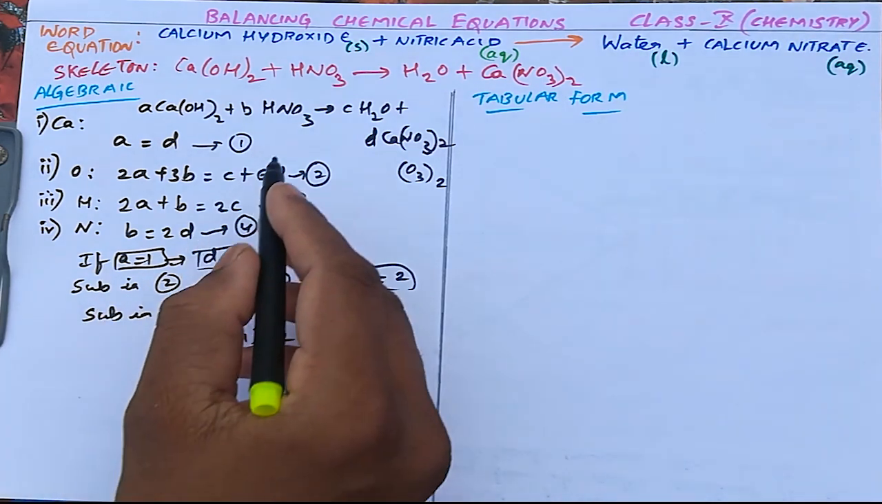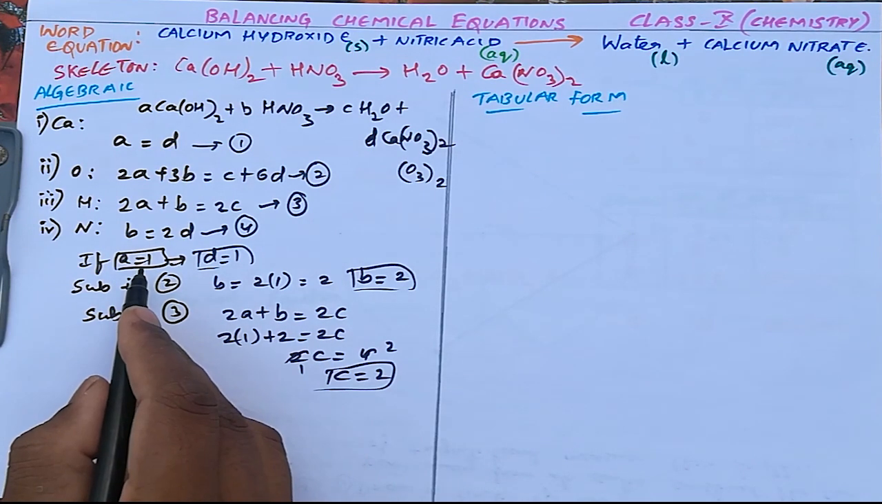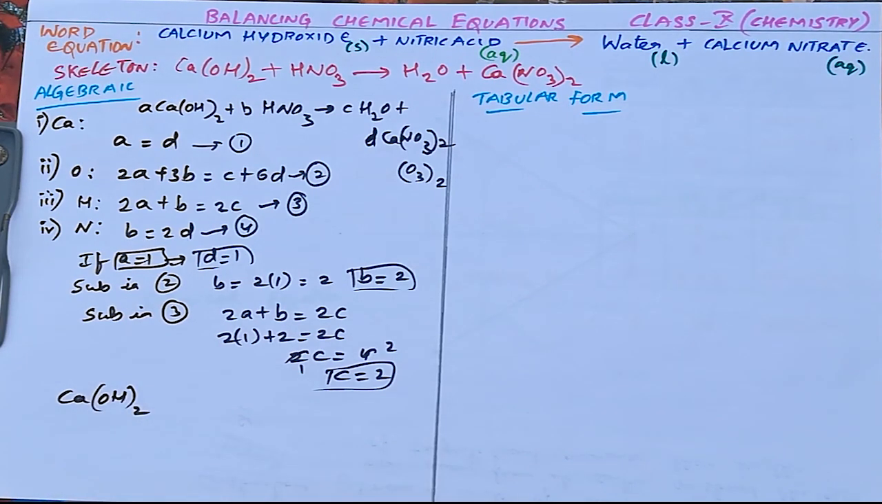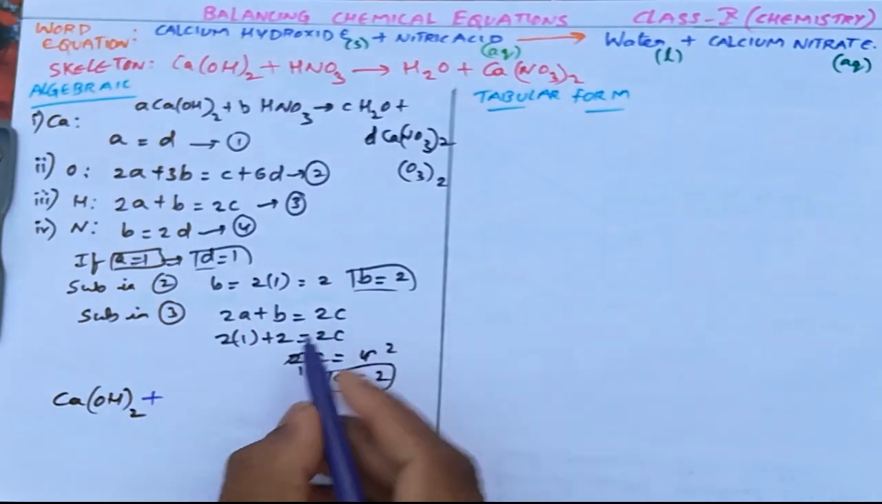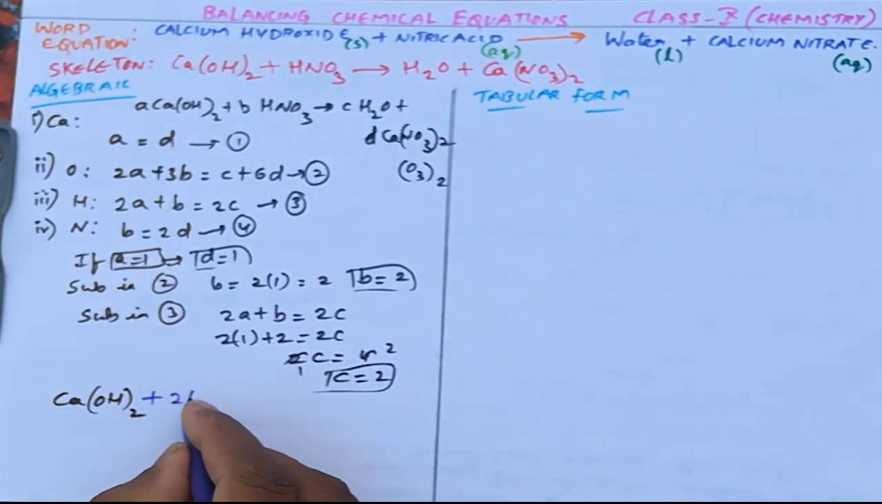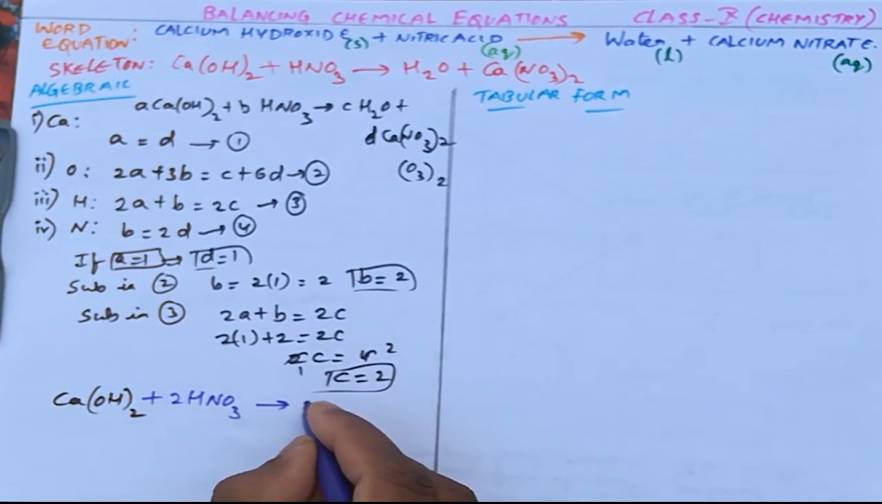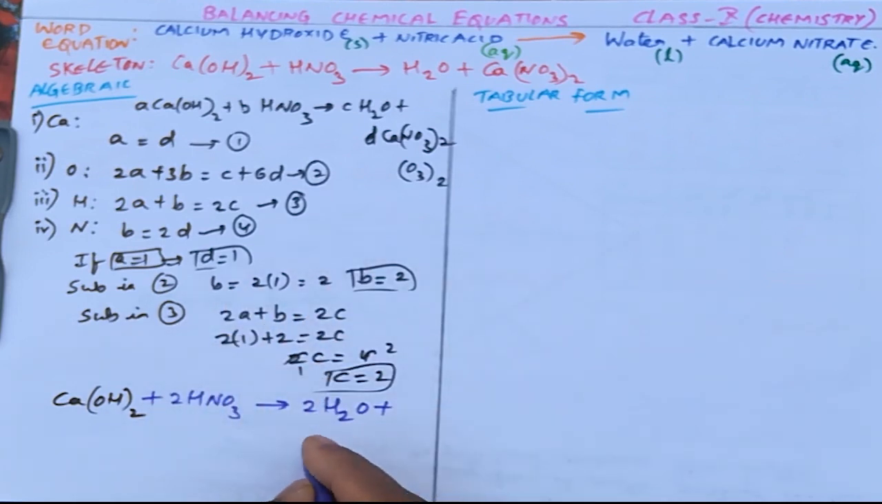We can substitute in the skeleton equation, that means with the coefficients. 1 I already said, no need to write. Ca(OH)2 taken twice, plus B, what the value we have, 2. So 2 times of HNO3 gives rise to, what is C value is 2. So 2 times of H2O plus what is the D value is 1. So no need to write 1, Ca(NO3)2 taken twice.